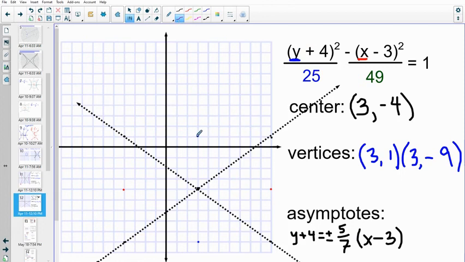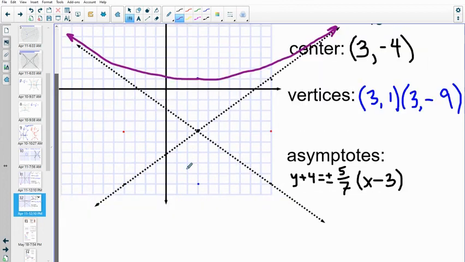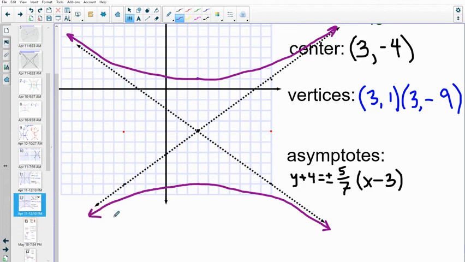The vertices are on the top and bottom this time, so it starts off horizontal, but then as I get farther away, it approaches the asymptotes. Same thing over on the left side and also on the bottom. It starts off horizontal. It's got a horizontal tangent line, but then as I get farther and farther away, it approaches the behavior of the asymptotes going in both directions.